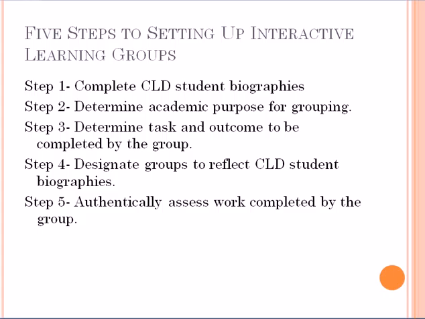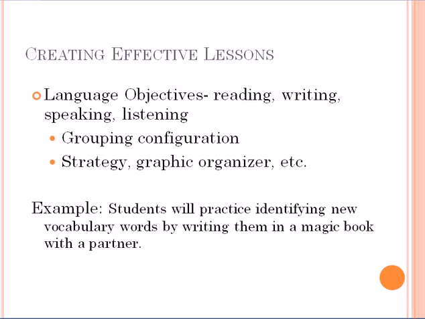So here are her 5 steps to setting up an interactive learning group. You want to complete those biographies. You want to determine what the academic purpose for your grouping is. Determine what the task and outcomes are to be. Reflect on those biographies and see how you can group better by looking at maybe common interest. And then authentically assess their work within the group. Make sure you create very effective lessons by having objectives for reading, writing, speaking, and listening built in. Leaving one of those out is not a good idea.